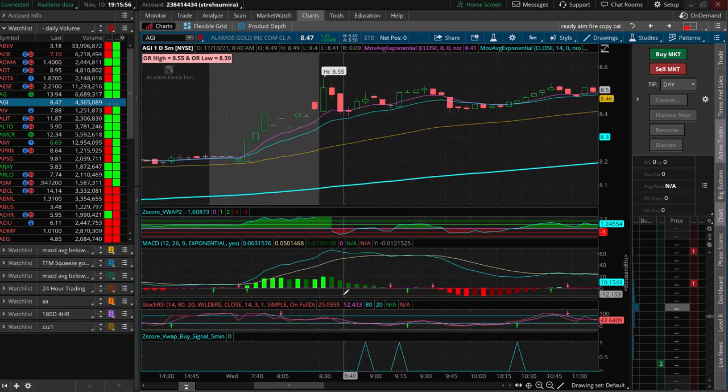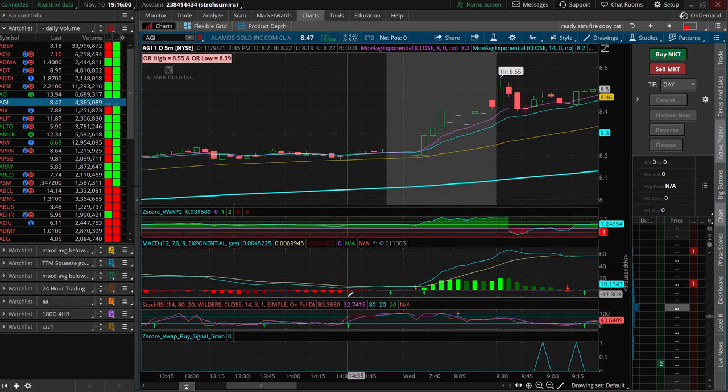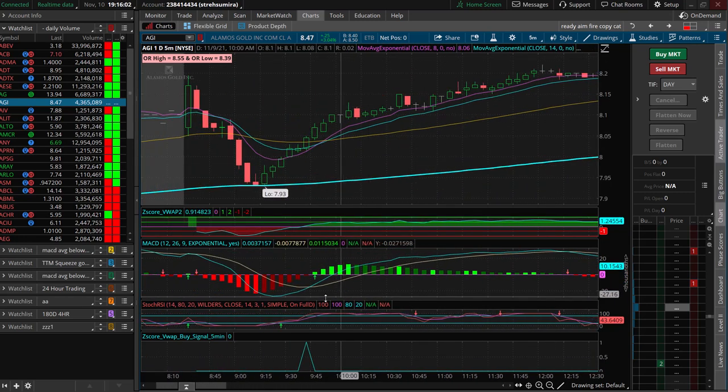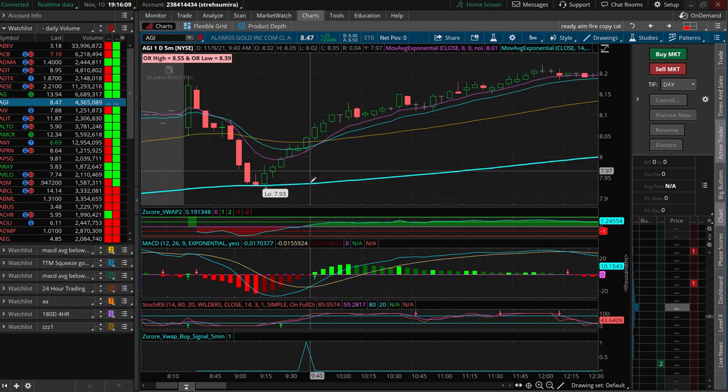So let's scroll back here and see if we can find a crossing underneath the zero line. And here we have one right here. We have a cross below the zero line, and the next part of it is the close of the candle above the 200 EMA, the exponential moving average, and it is. So there is our signal.